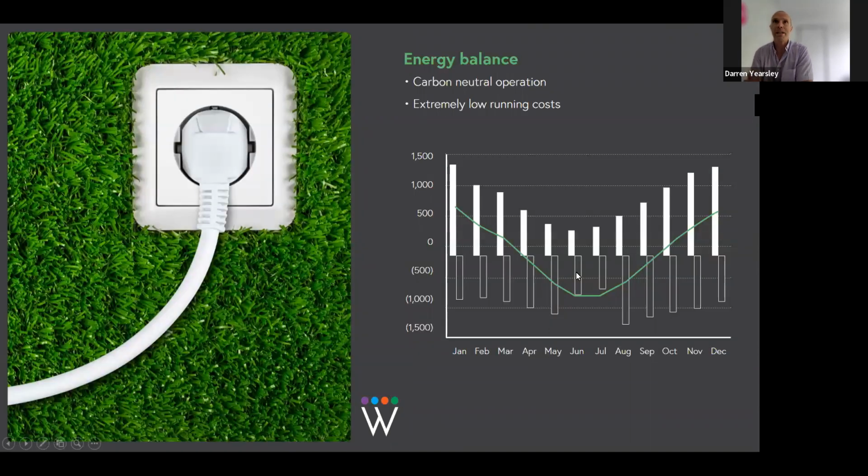To create this energy balance. What we're trying to do is get the size of the solar system exactly matched to the requirement that we need to produce the hot water running through our heat pump. Once we get that balance right, the system itself is operating in a carbon neutral way. The total amount of energy we're producing with our solar system is the same amount of energy which our heat pump requires to produce the hot water for the building.